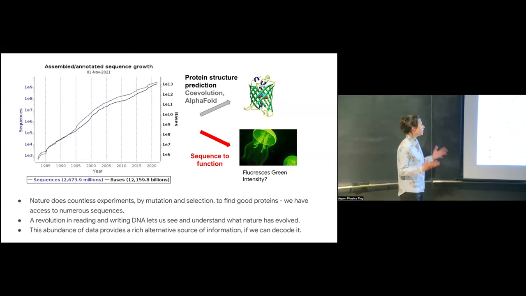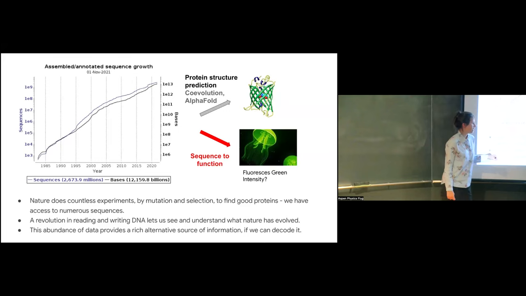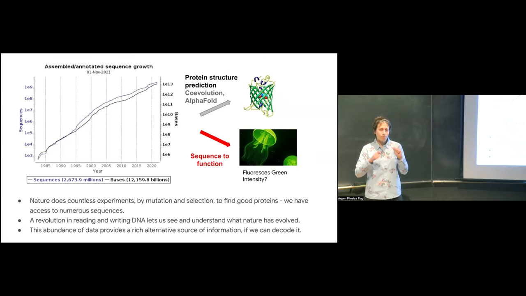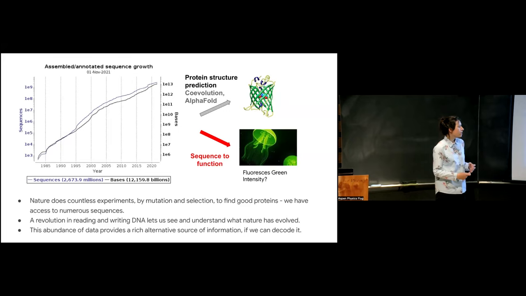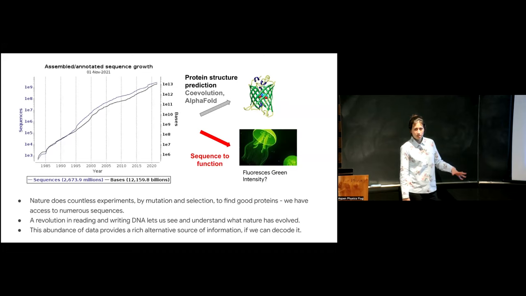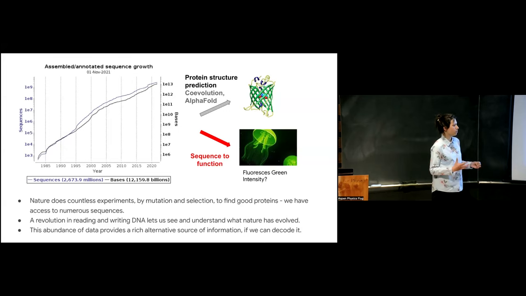But we do also have this revolution in being able to write DNA. So we can now synthesize in a lab exact strings of DNA and translate them, make them into proteins. We can synthesize specific protein sequences and test them in pretty high throughput. You can synthesize roughly 300,000 sequences at a time in an experiment and test them all and actually find out whether they work or not, depending on how good your assay is.